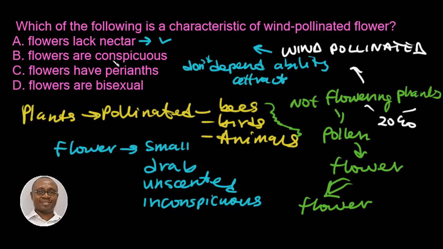Option B says flowers are conspicuous. Flowers are inconspicuous. Okay, so this is incorrect. Option C: flowers have parents. Flowers of wind-pollinated plants don't have parents. Okay, good. Option D: flowers are bisexual. Flowers of wind-pollinated plants are not bisexual. So the answer option A is the right answer.